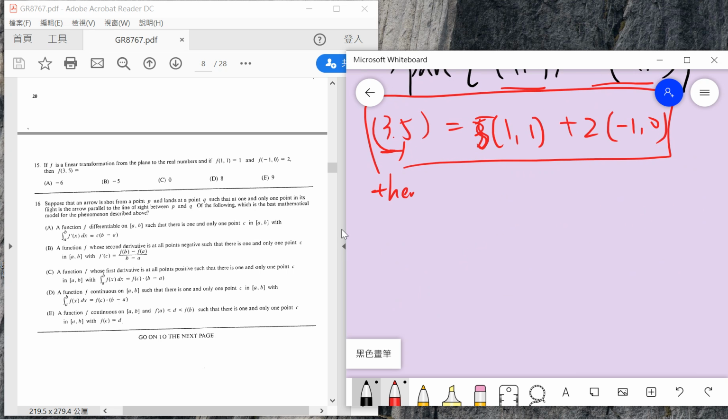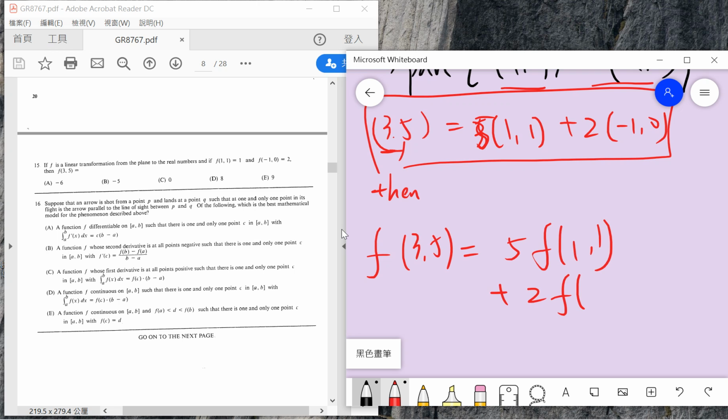Then f of (3, 5) is equal to 5 f of (1, 1) plus 2 f of (-1, 0). So this is 5 times 4 plus 4, which is 9. So the answer is E.